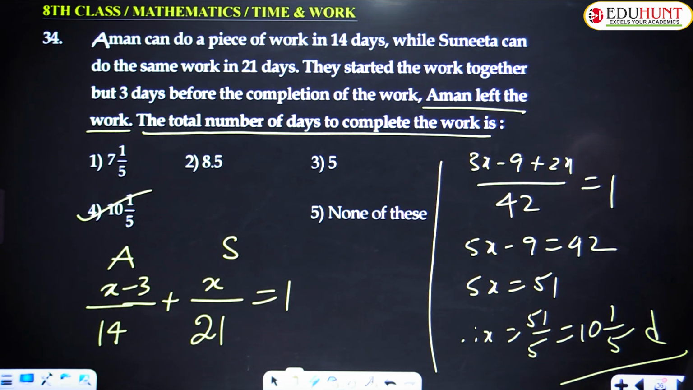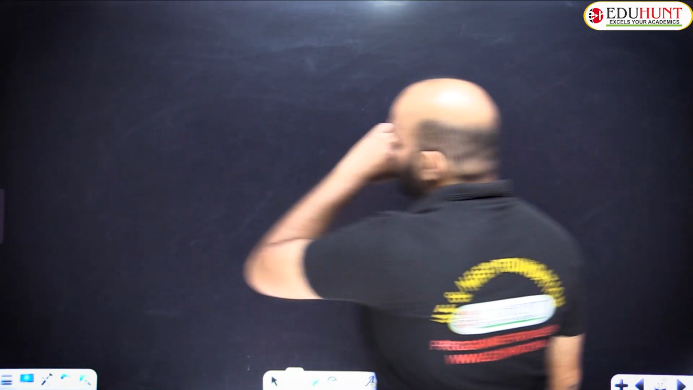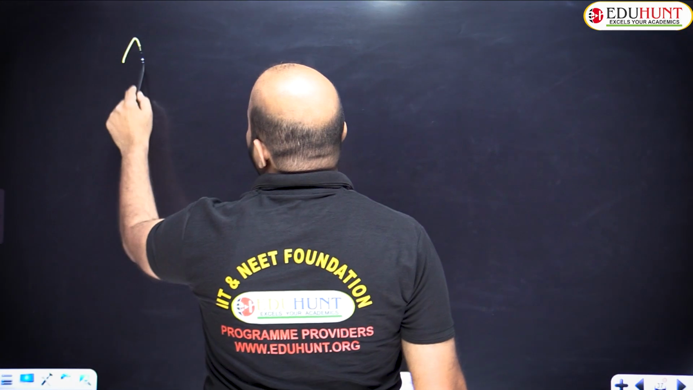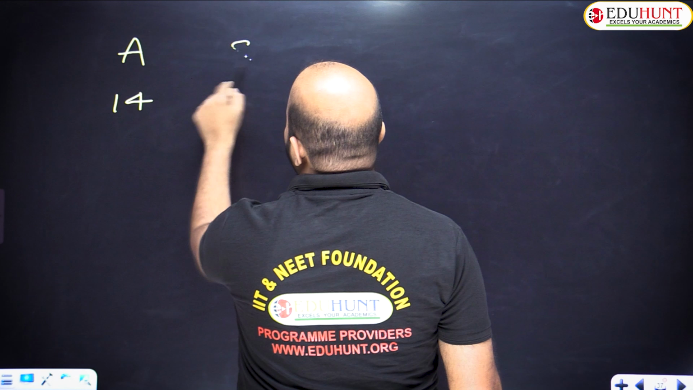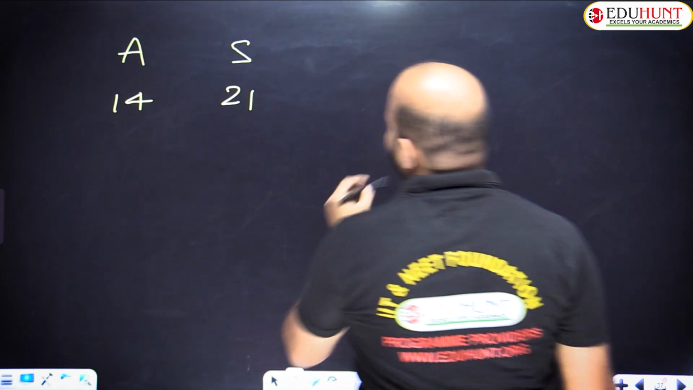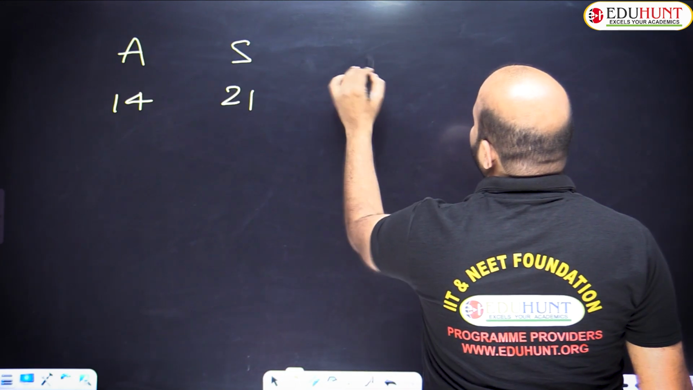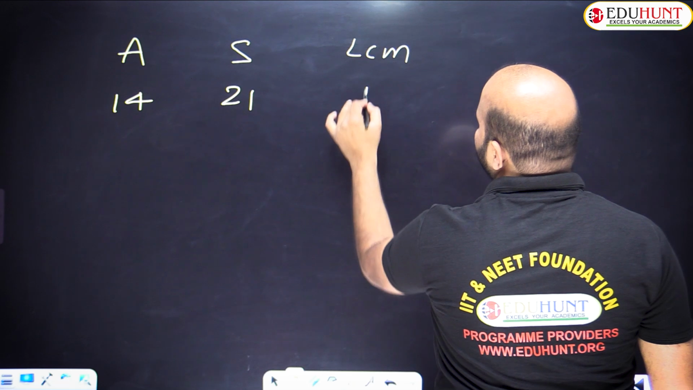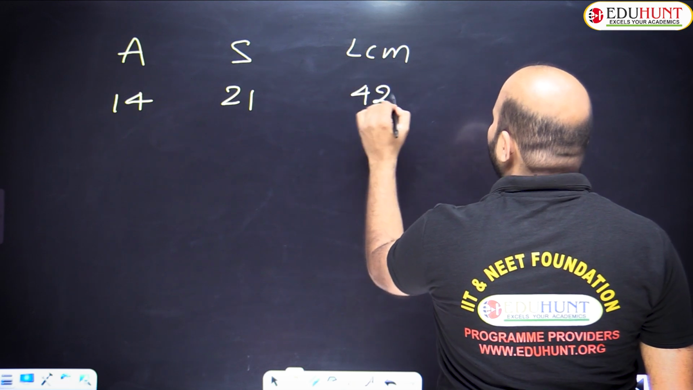So actually this is the equation method. Now according to the units method, how are you going to check that? Am I clear? Have a look at another method, the shortcut method. Aman alone can do the work in 14 days. Sunita can do the same work in 21 days. What do I take first? LCM. What is the LCM of these two numbers? 42.